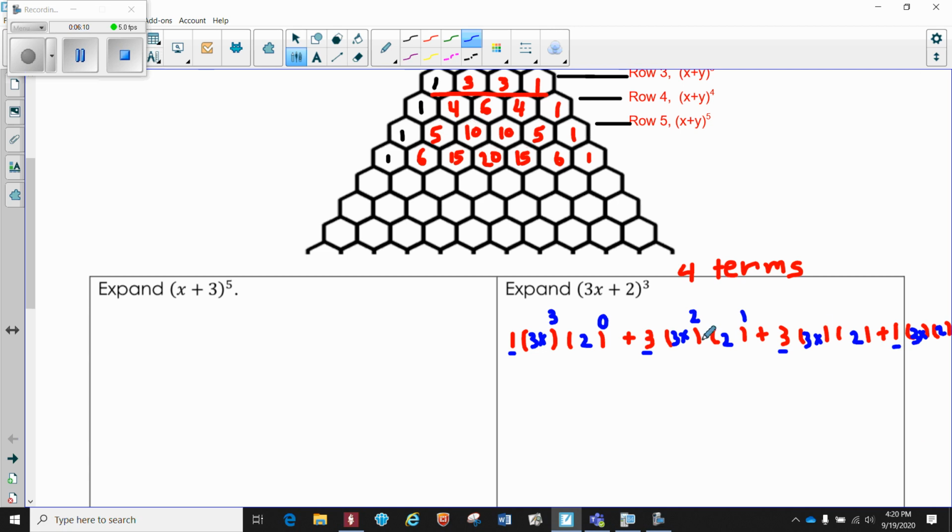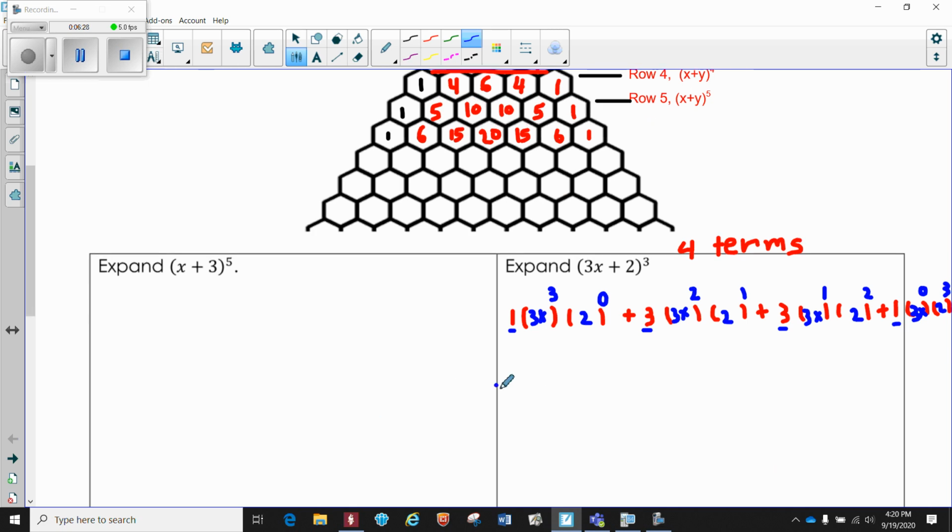Same thing here. 3, 2, so this is going to go 1 down, this is going to go 1 up. That's second power. And then this is going to be 0 power, and this is going to be 3 power, third power. Okay, and then you just simplify this. So the coefficient here is 1 times 3x to the third power. So 3 to the third power is 27. And then x to the third power is x cubed.